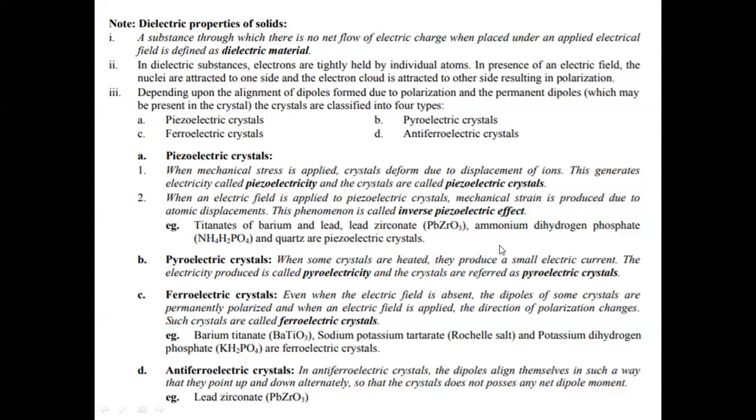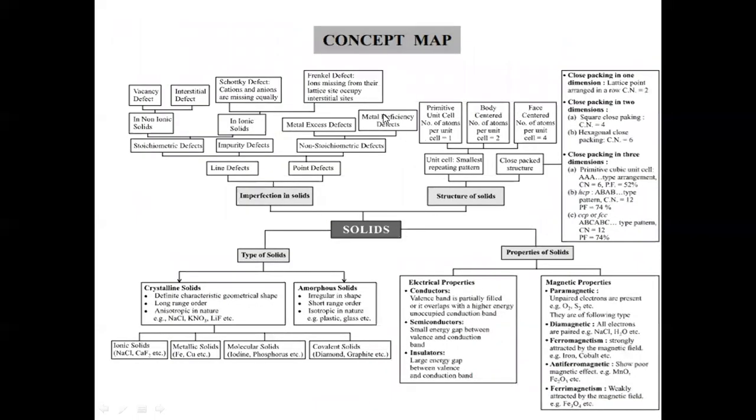And the fourth type, antiferroelectric crystals. In antiferroelectric crystals, the dipoles align themselves in such a way that they point up and down alternately, so the crystal does not possess any net dipole moment. Example: lead zirconate. Then here we have a concept map for the chapter Solid State. Whatever we have discussed in the previous slides is given in terms of a concept map.